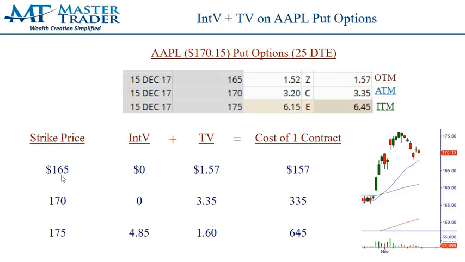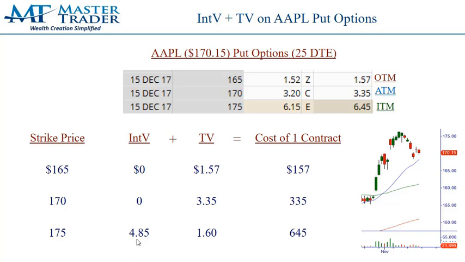So if I have a coupon that allows me to sell Apple at $165, that's worth zero. I'll go to the open market and sell it instead of selling it to you for $165. If you paid $1.57 for that contract, that's all time premium.